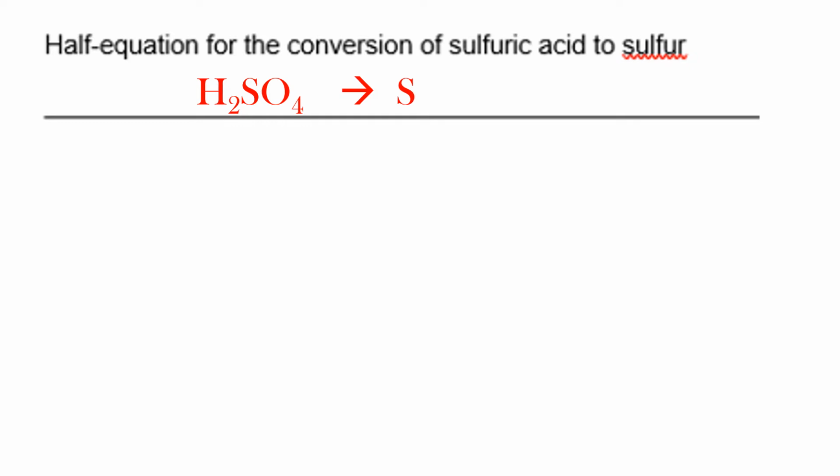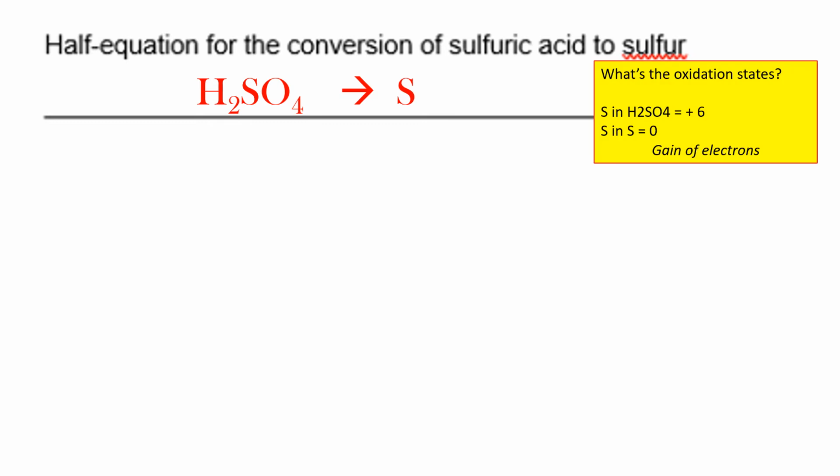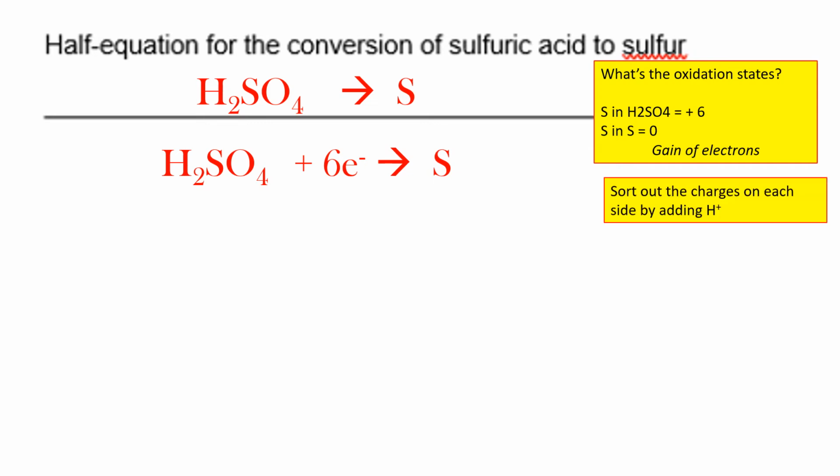So next part we do the half equation for the conversion of sulfuric acid to sulfur. So I've written up here sulfuric acid, an arrow pointing to the sulfur. So that's our base start point. So let's look at the oxidation states of the sulfur. In the sulfuric acid, it's got a +6 oxidation state, and its elemental form on the other side is 0. So we've got a gain of 6 electrons. So I'm going to write that in and show sulfuric acid + 6 electrons forming the sulfur.